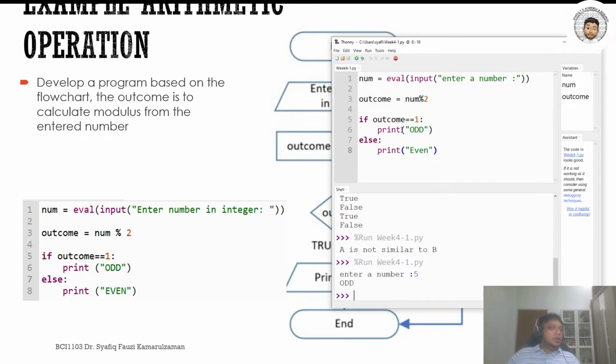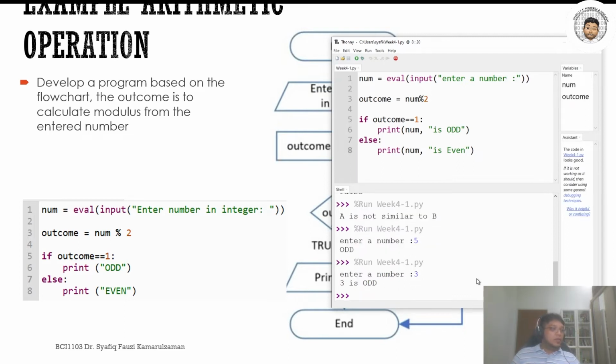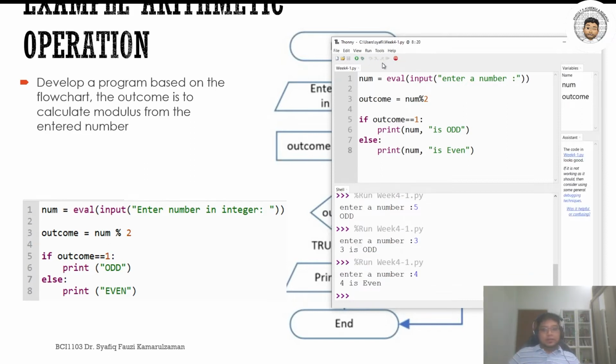If you want to make it a little bit more fun, you can put num is odd, and then you put down here the same thing, num is even. So this one is like last week. Enter a number, for example, 3. 3 is odd. Or you write it again, 4. 4 is even. So it's a simple code. You are going to go into more complex programming with simpler code.